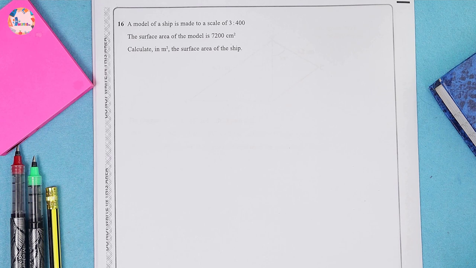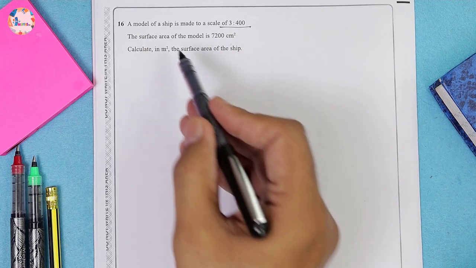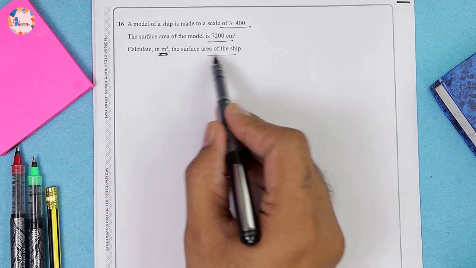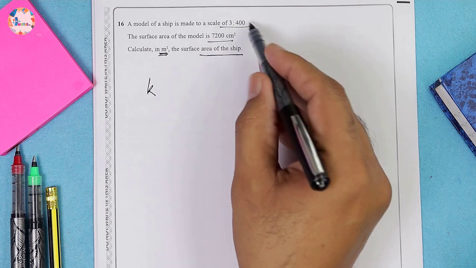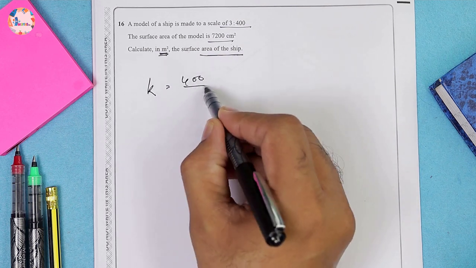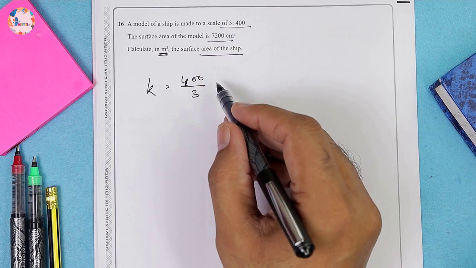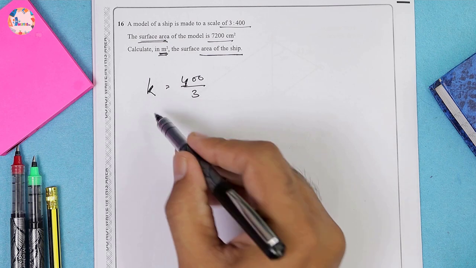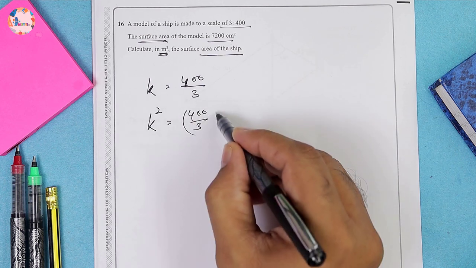Question number 16. A model of a ship is made to a scale of 3:400. The surface area of the model is this one. Calculate in meters square the surface area of the ship. So we can check for K, which is the conversion ratio, and the ratio is 400 divided by 3. This is the conversion ratio of this provided ratio, and this is for length. We can convert for surface area. For area we always take K square, and K square will be equal to 400 over 3 whole square.